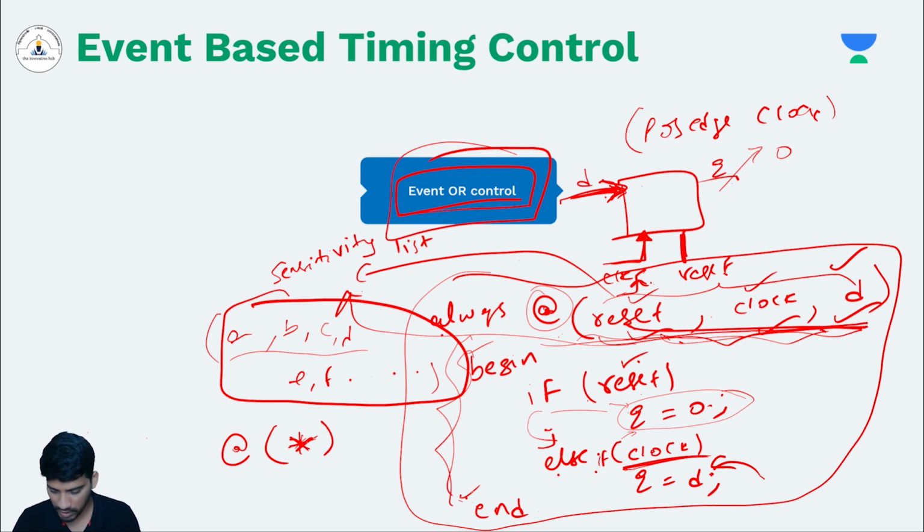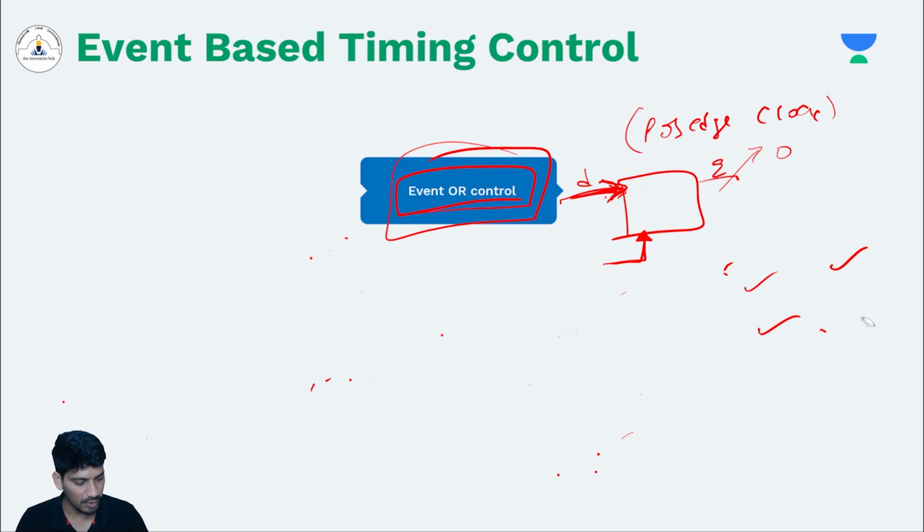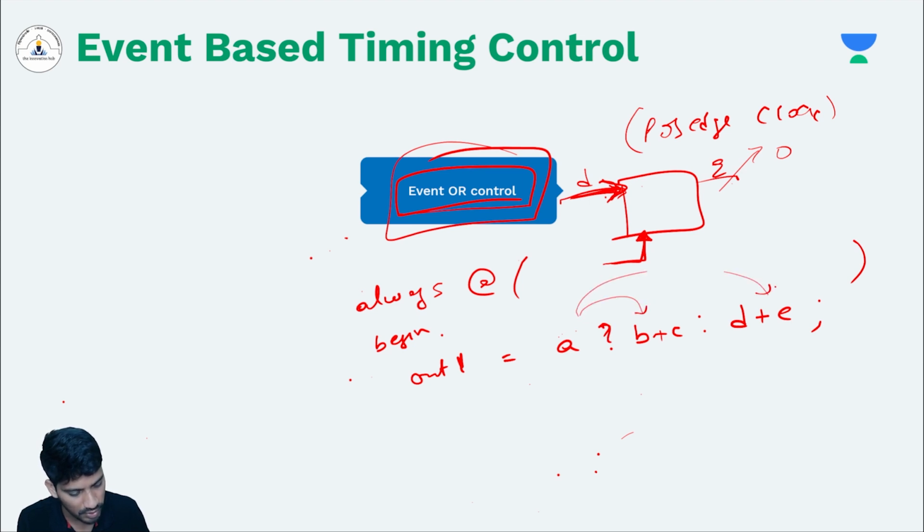Let's take an example. What I meant to say is, if you have a lot of variables that are changing inside your event, let's take my always block. I'm not defining what the variables are right now. We'll see what the sensitivity list will be. Begin, my output 1 is equal to, using a conditional operator, a is equal to b plus c or d plus e. So what does this do? If a is equal to 1, then execute this. If a is equal to 0, then execute this.